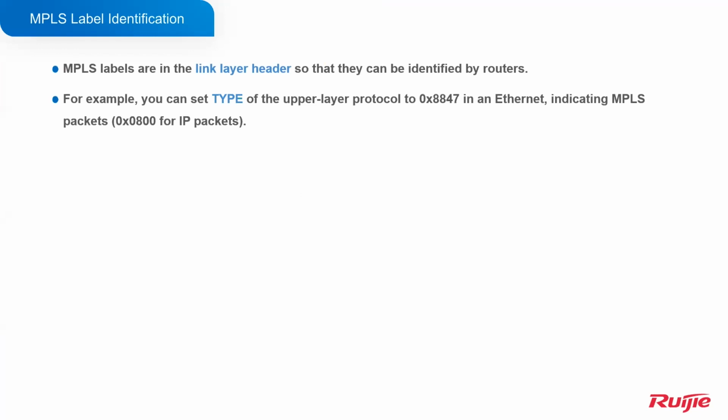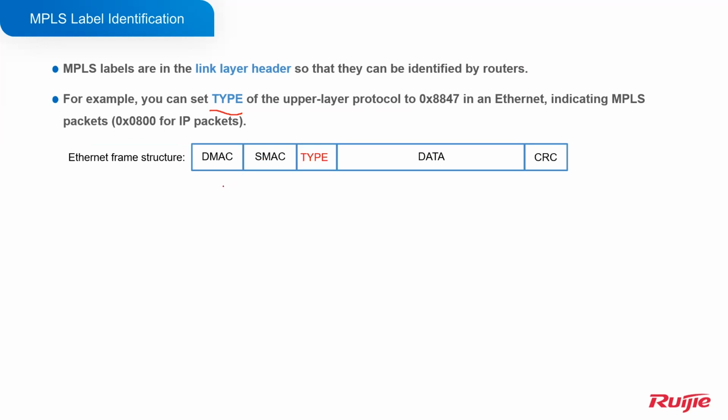And then let's look at MPLS label identification. The MPLS label is located between the data link layer and the network layer. According to the data link layer header, the type value is used to distinguish different upper layer protocols. For example, if we use an Ethernet frame, the encapsulation is destination MAC address, source MAC address, type, data, and some check field.